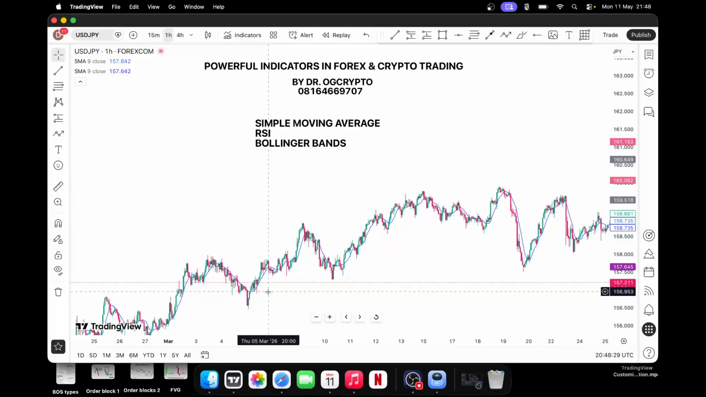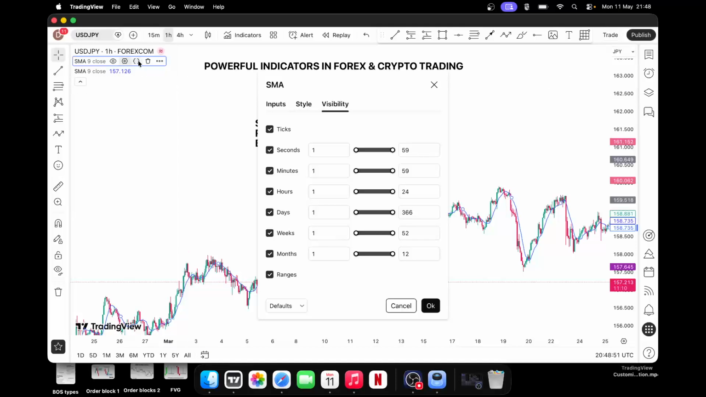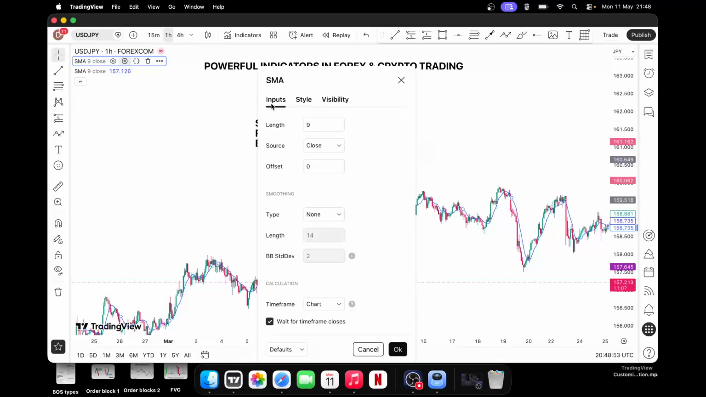So the next thing you will now do, if you want to be using the simple moving average indicator for placing trades, is that you edit the two SMAs. We will edit one to a 50 days simple moving average, then you edit the second one to what? To 200 simple moving average. So now let's edit this one. Just go to settings and change the 9 to 50.